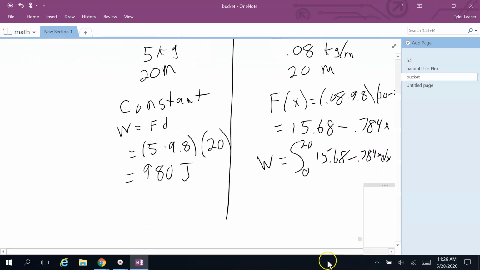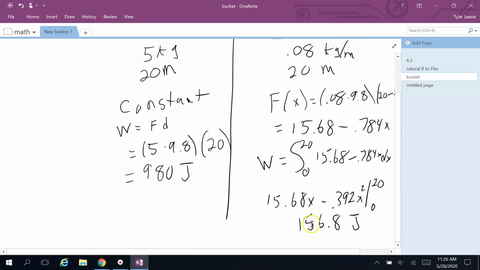All right, pretty easy integral to do. For the 15.68, we're just going to add an x onto that. For this one, we're going to square the x and then divide by 2, which is 0.392. And then we're evaluating that on the limits from 0 to 20. So let me plug in the 20 and see what we get. I got 156.8. And again, this is in joules.